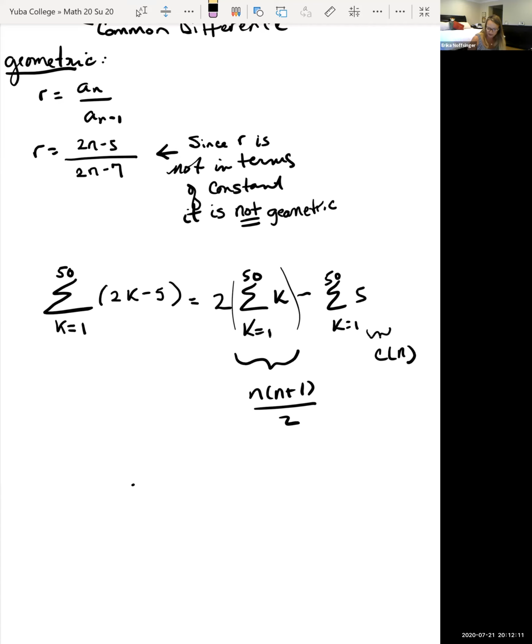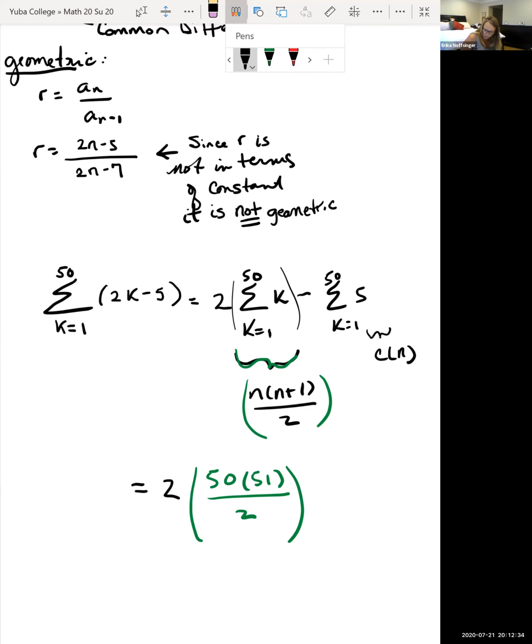So let's write that out. So we have 2 times this piece in here. Well, our n value is 50. So we have 50 times 50 plus 1, 51, all over 2, minus, now the summation of a constant, we're going to take our constant, which is 5, and multiply it times n. And n in our case is 50.